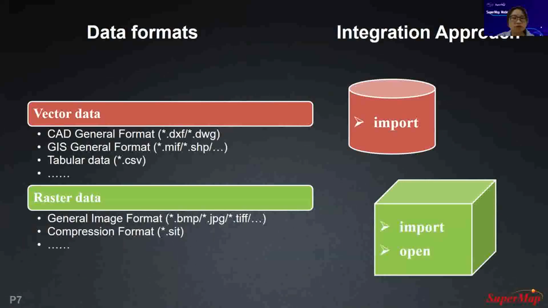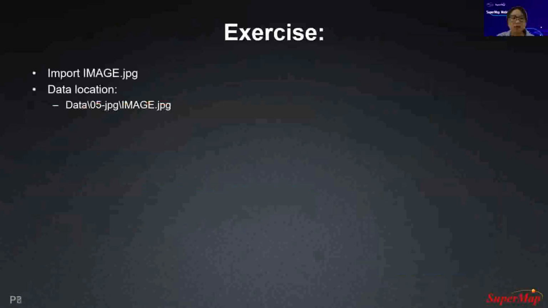With vector data, we can only import it. But for raster data, such as the general image formats TIFF or JPG, we can either import it or directly open it. So let's do an exercise about how to import image data.